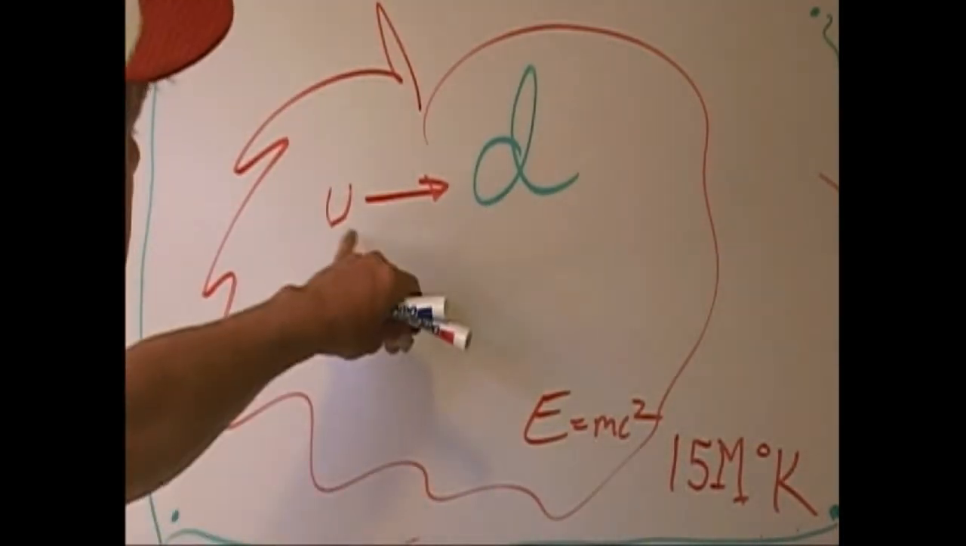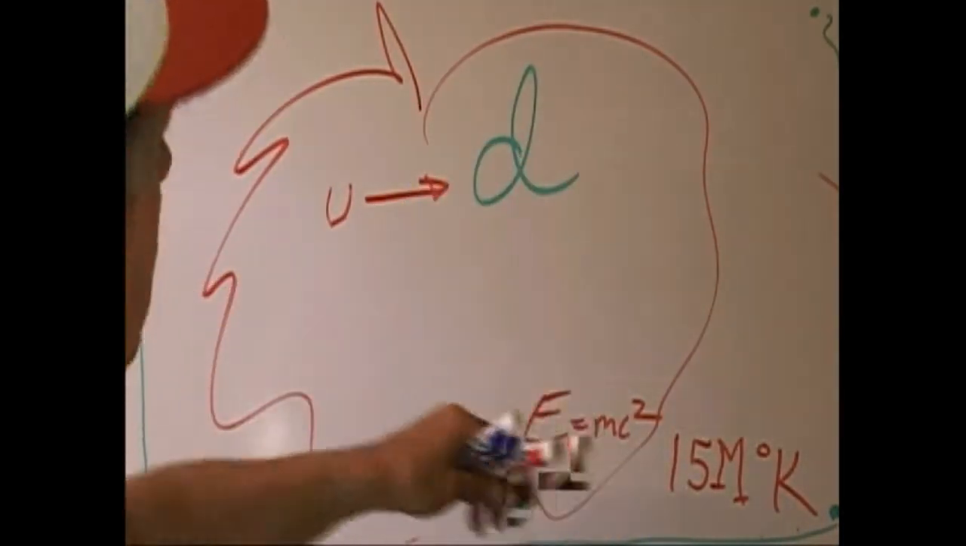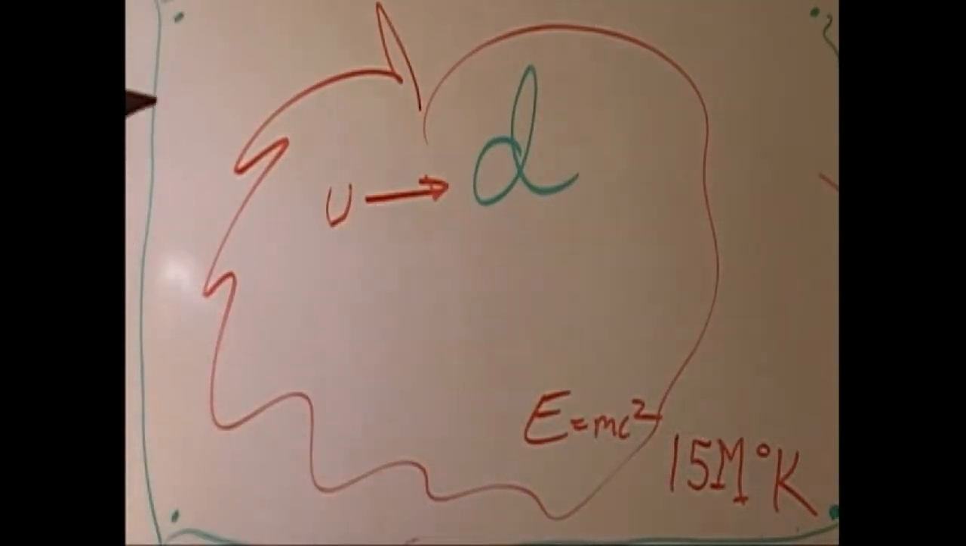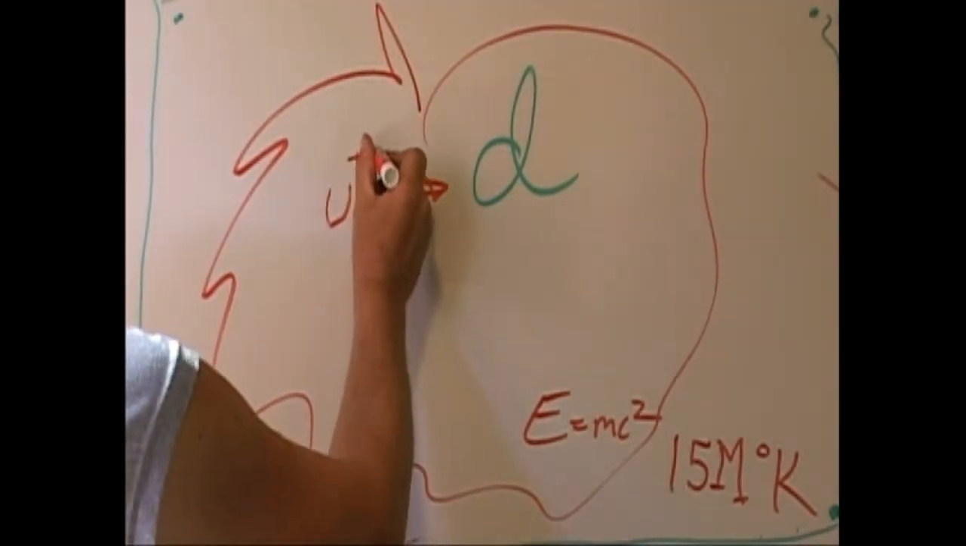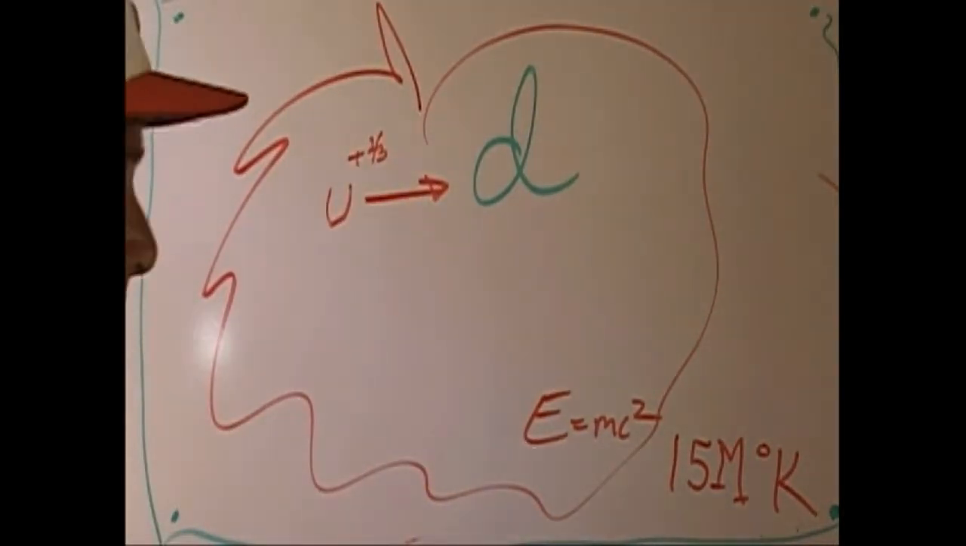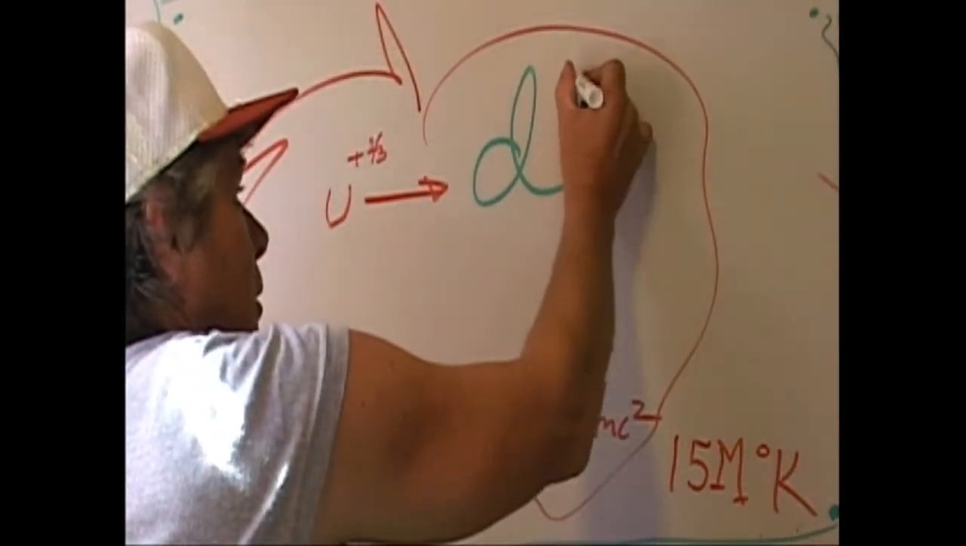Draw it bigger. You will see these letters the same size in any chart in the world. The down is more massive than the up. The electromagnetic charge on the up quark was plus 2/3. The charge on a down quark, minus 1/3.